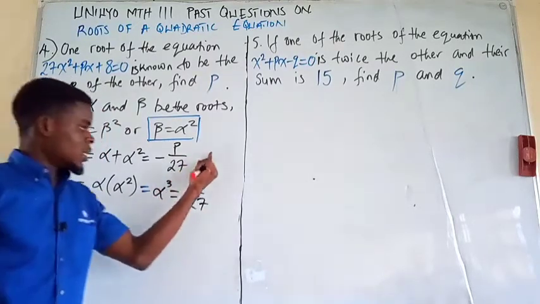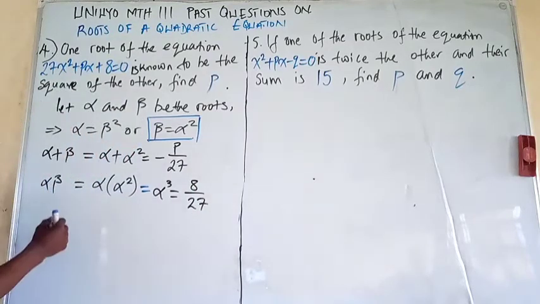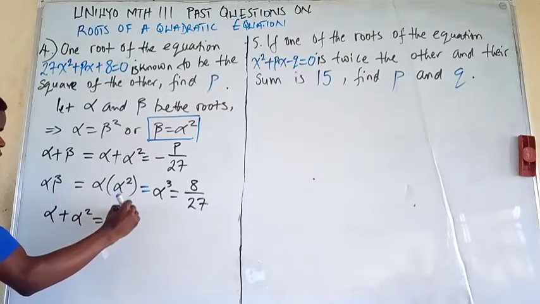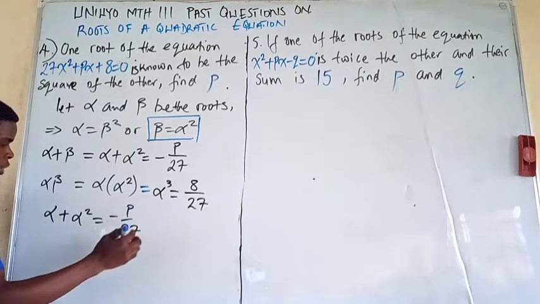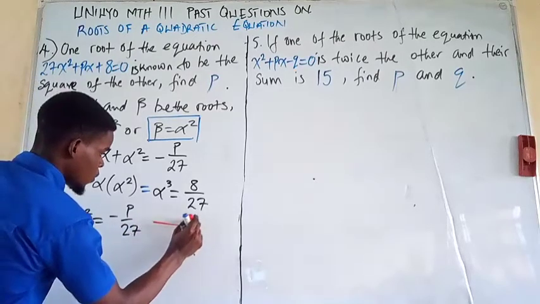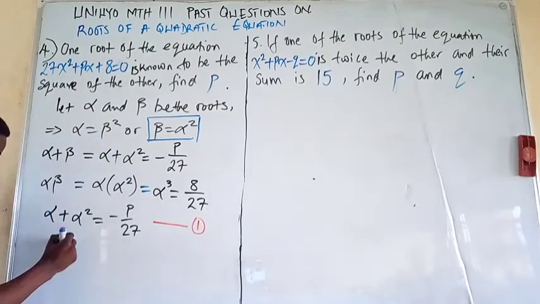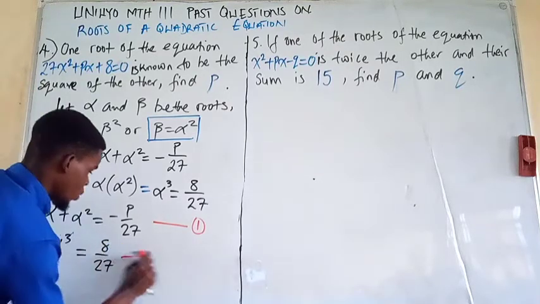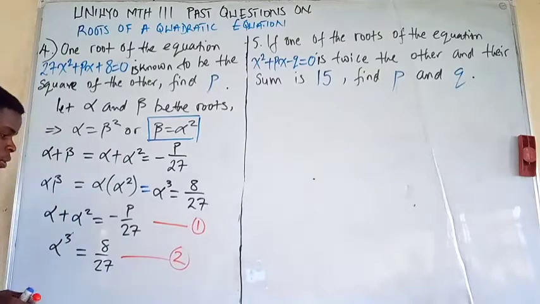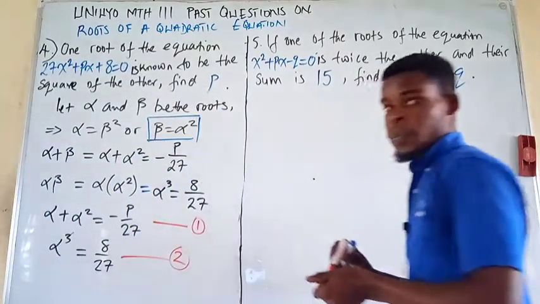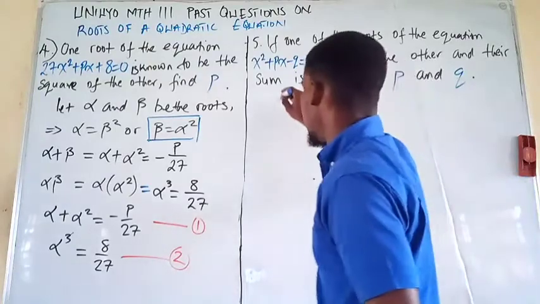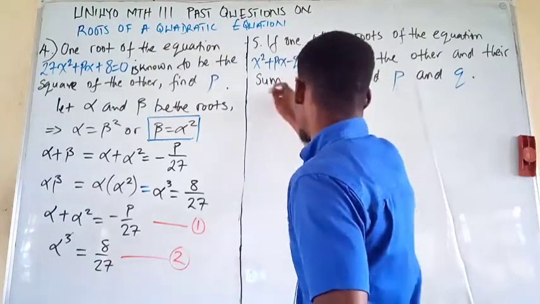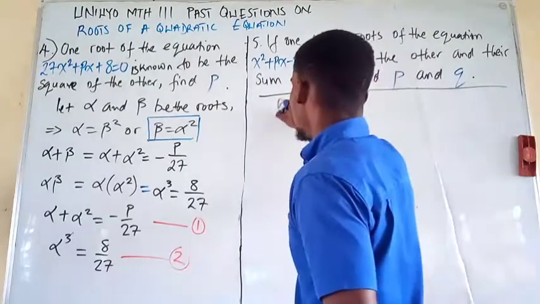Okay, now we can see this as two equations, so let me write them out. We're going to have alpha plus alpha square equal to negative p over 27. We can go ahead and call that 1. And again, we have that alpha times alpha square, which is just alpha cubed, is 8 over 27. Let's give that a name, 2. Alright, so from 2, let me use this space a little bit.